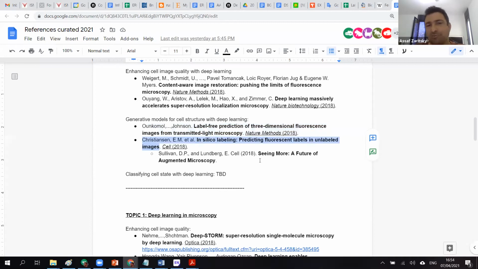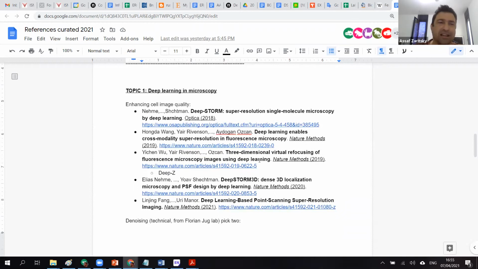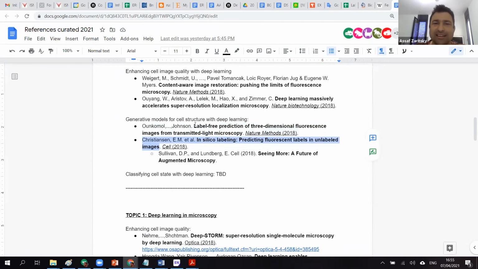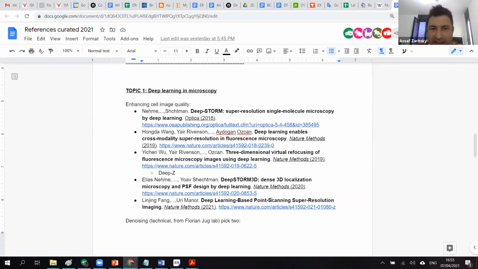And now here is the list of papers that you can select from. Deep learning microscopy, so enhancing cell image quality, like CARE, the content-aware image restoration. You can see here a bunch of images. For example, the last one, deep-learning-based point-scan super resolution. The Deep-STORM 3D, for example, is a paper from the lab of Yoav Shechtman, who is in biomedical engineering at the Technion. Just, you know, some Israeli pride in that.